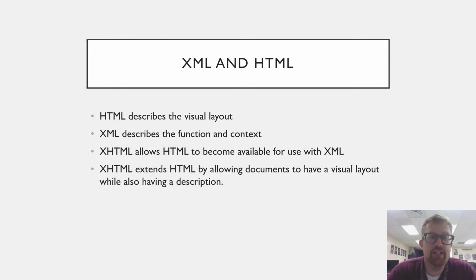So as we said, HTML describes the visual layout, and XML describes the function and context. XHTML allows HTML to become available for use with XML. Remember, we're bridging the gap so that HTML and XML work together in harmony. XHTML extends HTML by allowing documents to have a visual layout while also having a description. When we're saying description, we're talking about the data and the information that's contained within that document. It's used to describe.